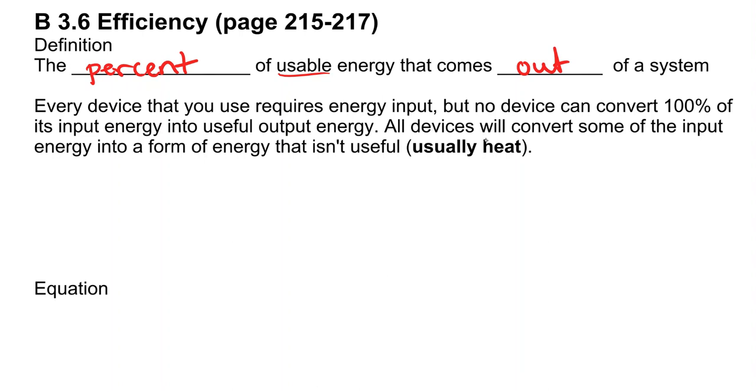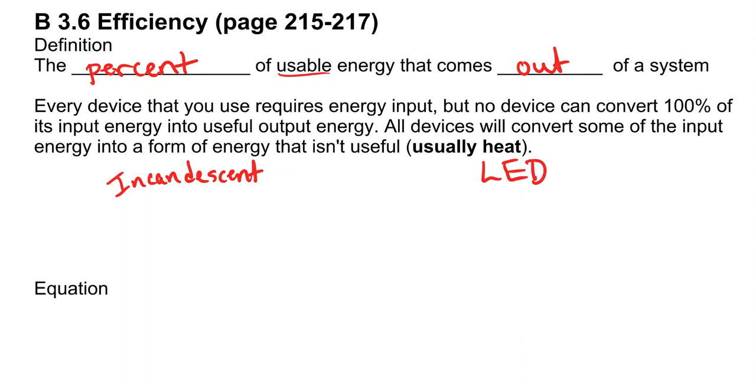So all devices will convert some of the input energy into a form of energy that isn't useful, so usually heat. Typically, we like to introduce this topic by talking about light bulbs. I know, super exciting, light bulbs, but we're going to talk about two different types of light bulbs: an incandescent light bulb, and then an LED, otherwise known as a light emitting diode.